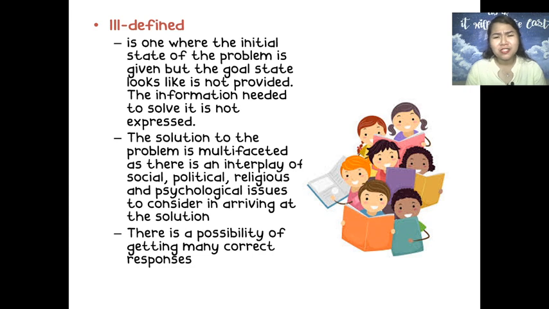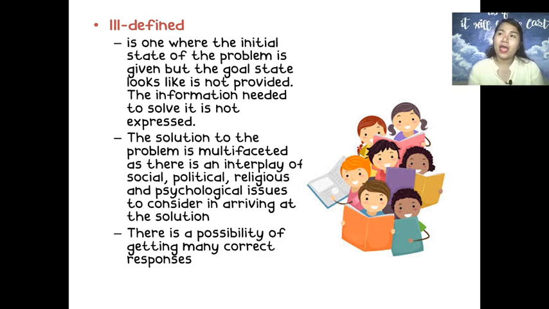Okay, so marami pang considerations, at dahil sa napakalawak nga ng mga nag-i-interplay doon sa problem, nahihirapan kang ma-identify kung ano ba talaga yung problem at yung mga factors that affect the problem. Then there is a possibility of getting many correct responses. Okay? So that is what you call ill-defined. Well-defined, there might be one identified solution, or pwede siyang maraming solution.